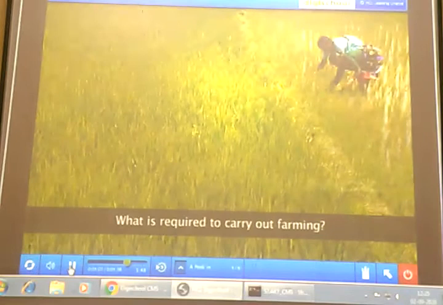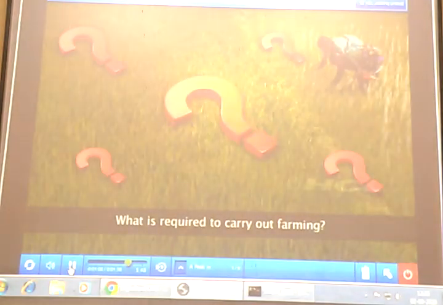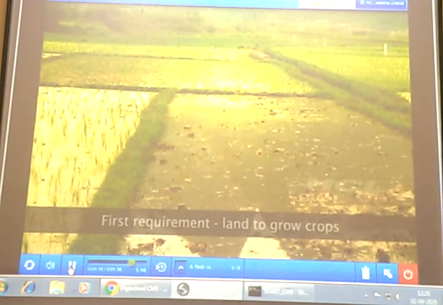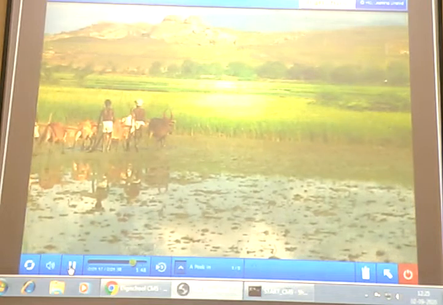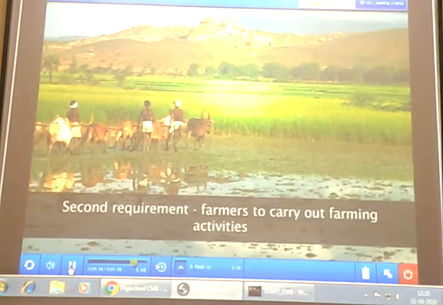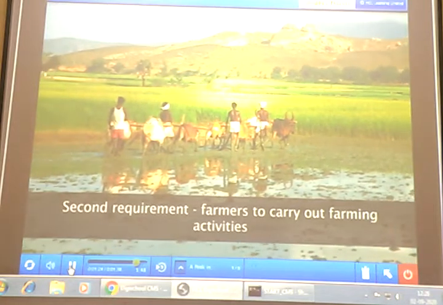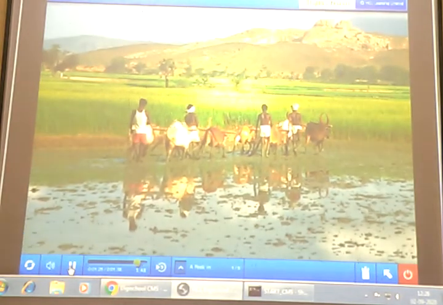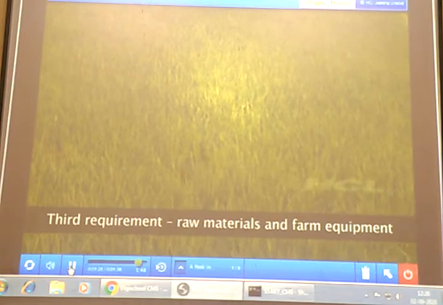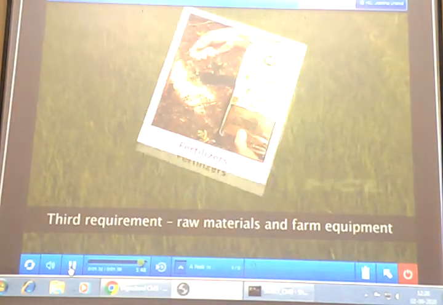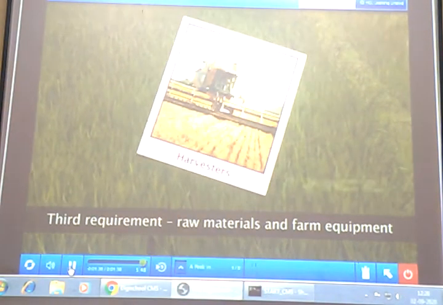Now think about it. What is required to carry out a production activity such as farming? The first requirement is land on which crops can be grown. The second requirement is of farmers who can manage the farm and carry out various farming activities. Finally, raw materials in the form of seeds and fertilizers and farm equipment such as tractors and harvesters are also required.